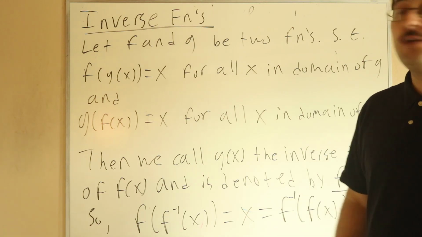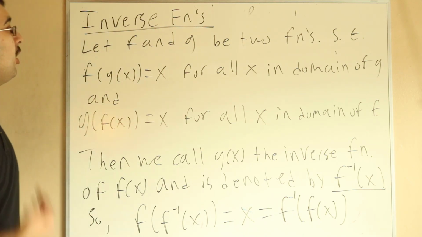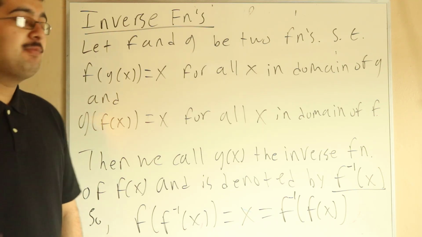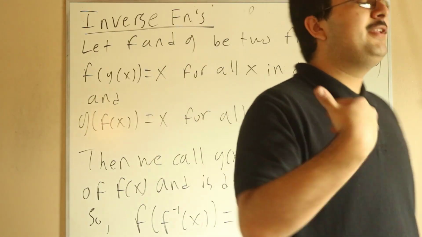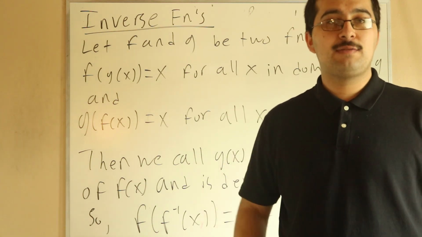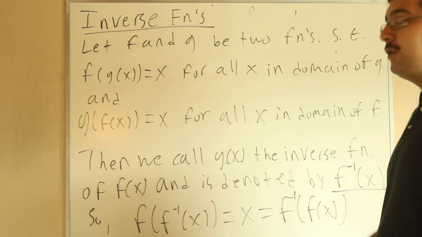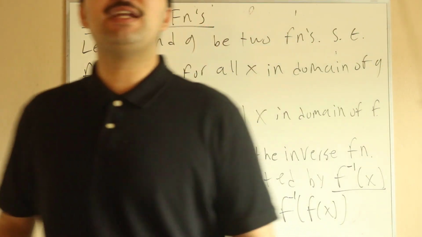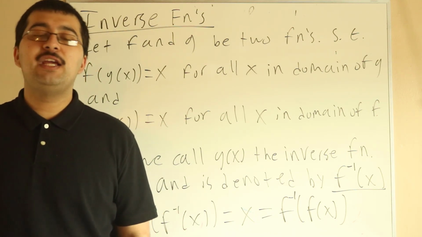Let f and g be two functions such that f composed with g of x equals x for all x in the domain of g, and g composed with f of x equals x for all x in the domain of f. So in other words, regardless of the order of the composition, the composition of these two functions equals x. That's the big idea. Now if this is true, then we get to call g of x the inverse function of f of x. So this is the requirement and the definition of what it means to be an inverse function. Two functions are inverses of each other if the composition of these two functions equals x.